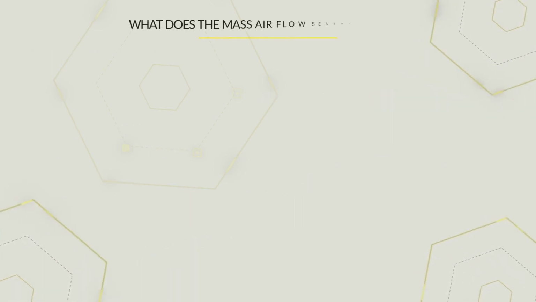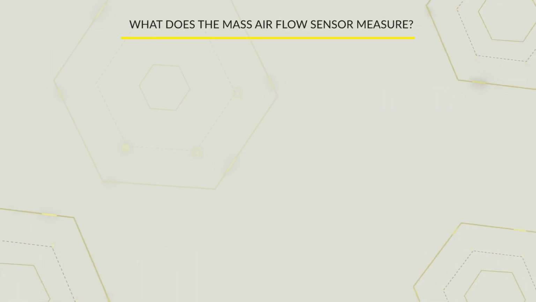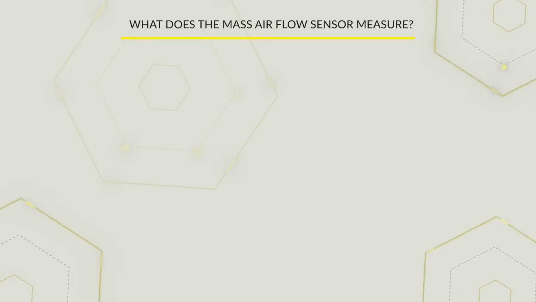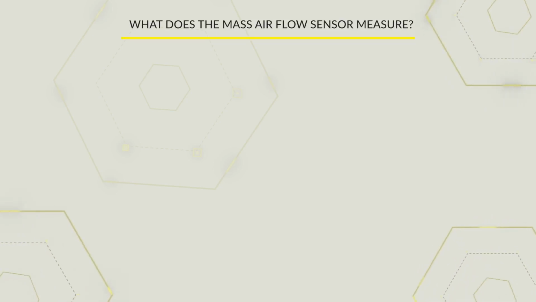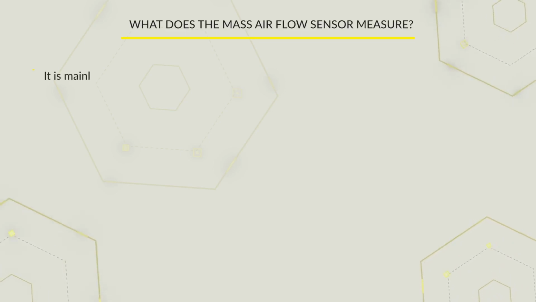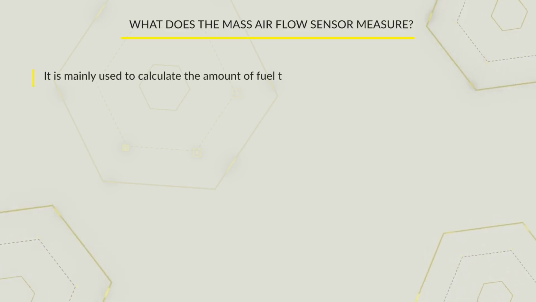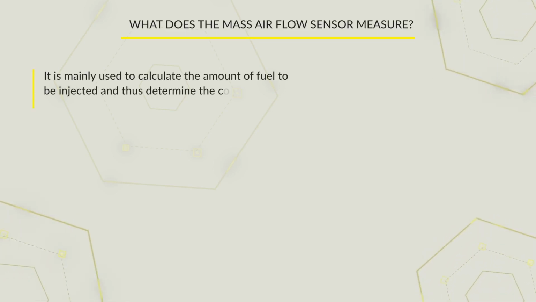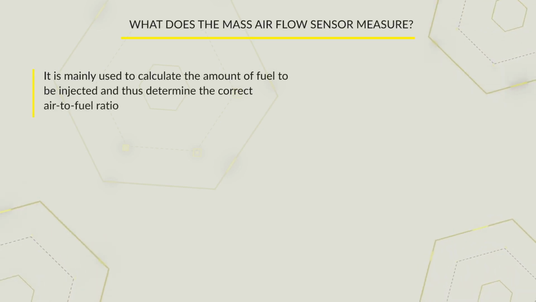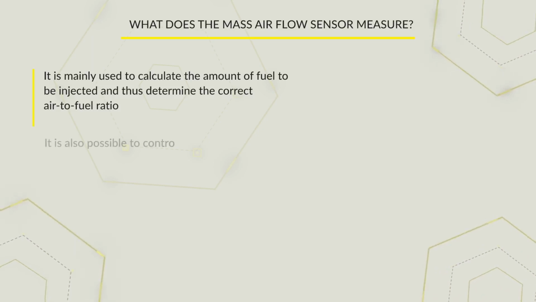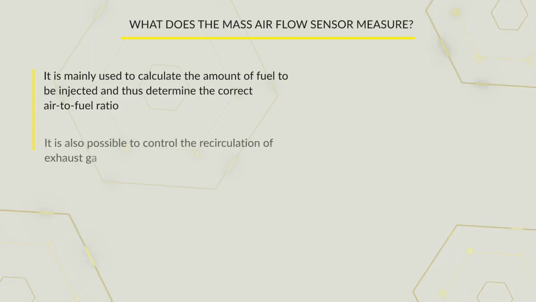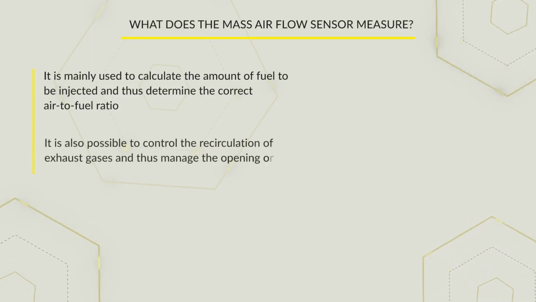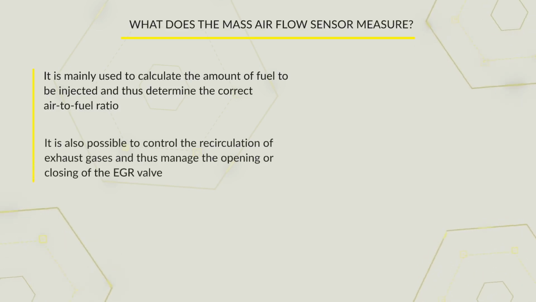What does the mass airflow sensor measure? The mass airflow sensor accurately measures the mass of air flowing into the engine, so it is mainly used to calculate the amount of fuel to be injected and thus determine the correct air-to-fuel ratio. In diesel engines, thanks to this sensor, it is also possible to control the recirculation of exhaust gases and thus manage the opening or closing of the EGR valve.